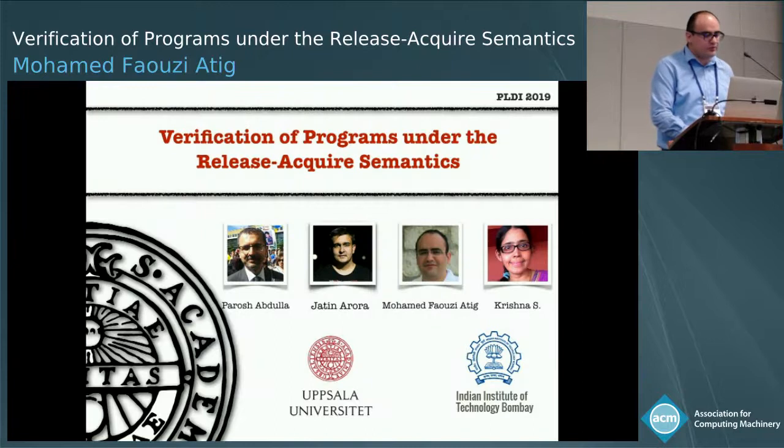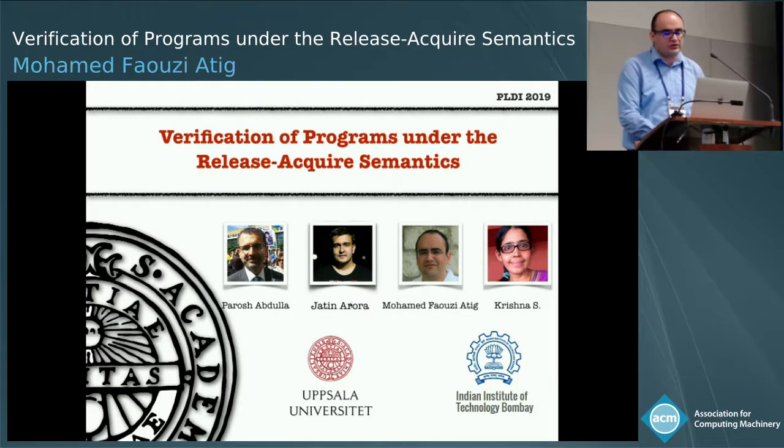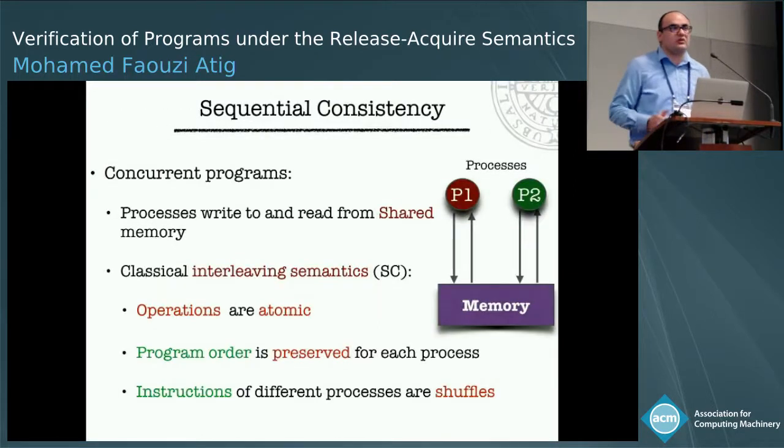Okay, thank you. So this is a joint work with Parosh from Uppsala University and Jatin and Krishna from IIT Mumbai. In this work, we are interested in the verification of a class of concurrent programs where the communication is done through shared memory. And usually programmers assume this classical interleaving semantics, or the sequential consistency semantics, where the executions of different processes or threads are interleaved, and the operations are assumed to be done in an atomic manner.